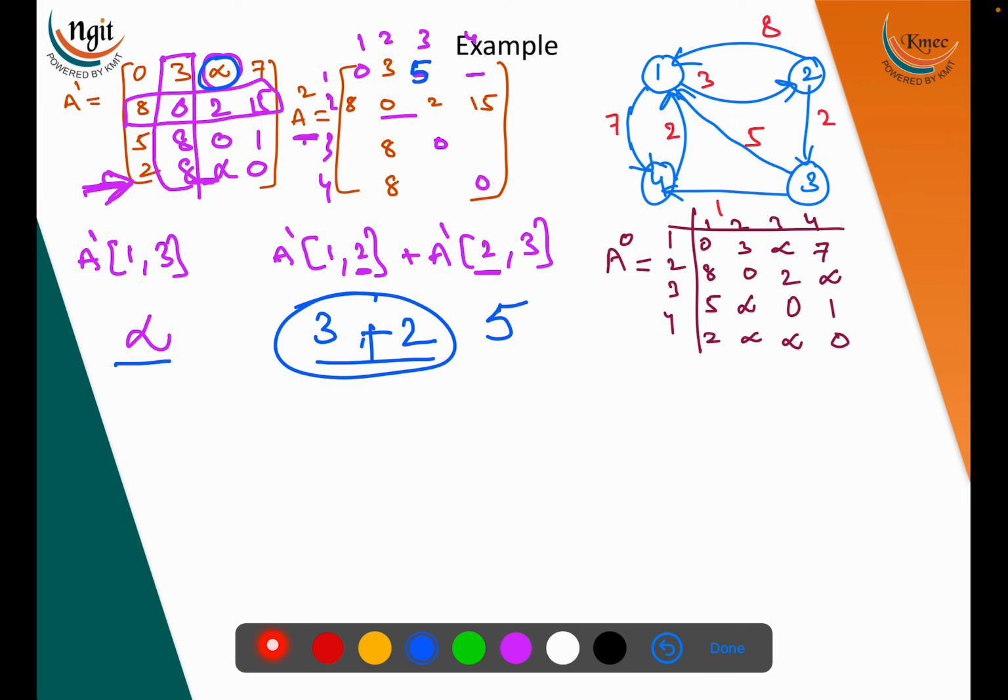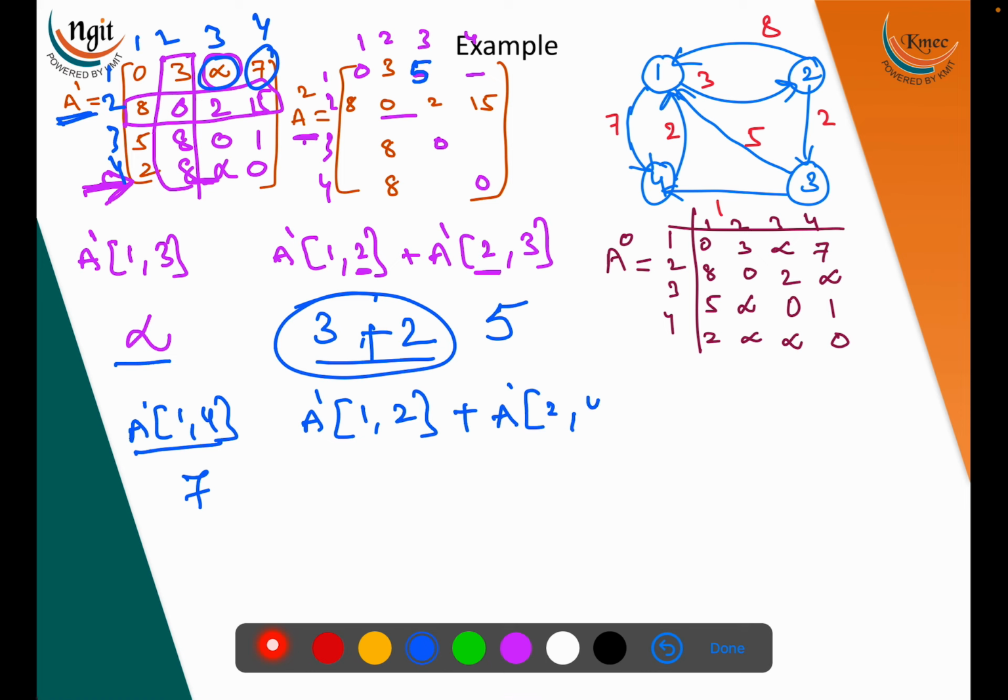Now the next is A1 1 comma 4. Find the answer. So A1 1 comma 4 is what? 1 comma 4 is 7. Now with the intermediary vertex you also should check, right? 2 comma 4. Now what is the value of A1 1 comma 2? 3, and A1 2 comma 4 value is 15. Which is minimum? 15 plus 3 is 18, and 7. Which is minimum? 7 is minimum. So when 7 is minimum, we'll consider only this 7. So right over here, the value we got is 7.